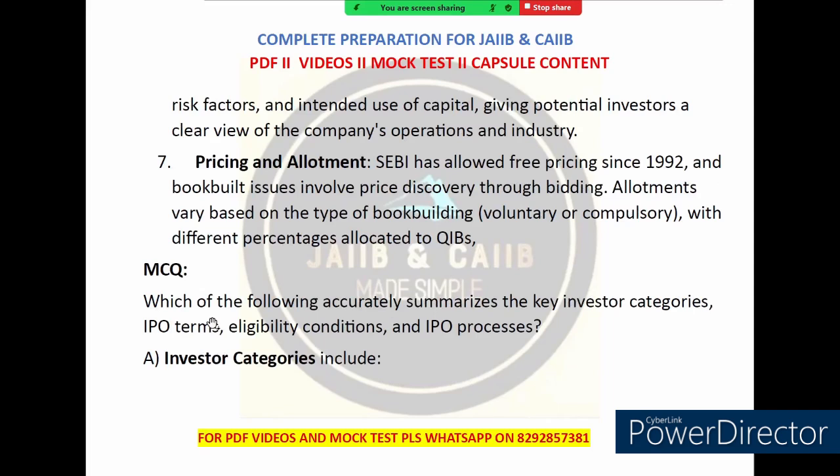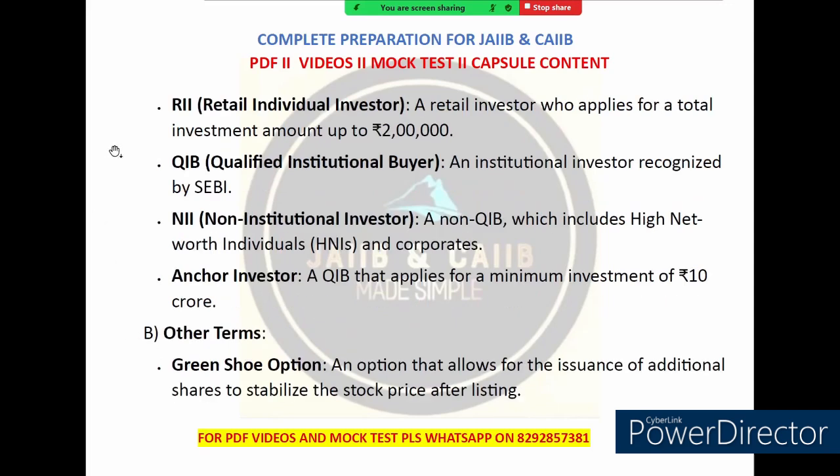Which of the following accurately summarize the key investor category, IPO terms, eligibility condition, and IPO process? Now the first thing is investor category. Investor category include RII, institutional investor, QIB, NII, and anchor investor. Right. So RII who's apply for total investment amount of 2 lakh, QIB recognized by SEBI, NII which include high net worth individual, anchor investor that apply for minimum investment of 10 crore.